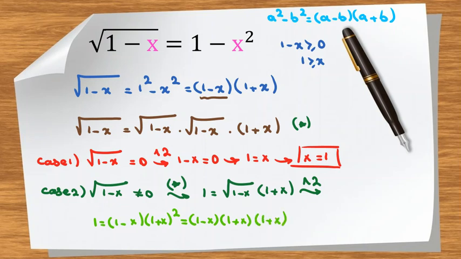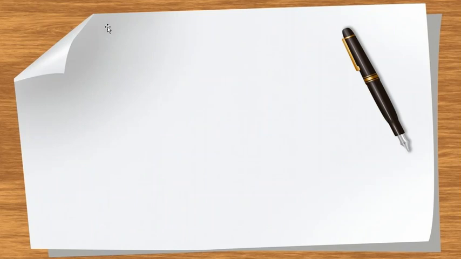Now let's multiply. 1 minus x times 1 plus x is 1 times 1, 1, plus x minus x will be cancelled, minus x times x, x squared, times 1 plus x. Then if we multiply, it will be 1 plus x minus x squared minus x cubed. Now let's simplify 1 and 1. We can subtract 1 from both sides. So x minus x squared minus x cubed equals 0.